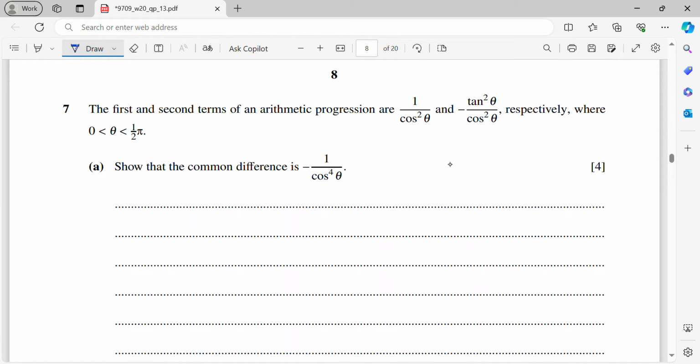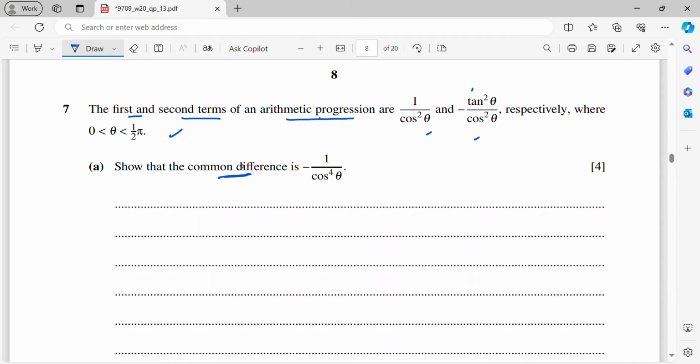Now for question 7, the first and second terms of an arithmetic progression are given, where theta is between 0 and half pi. So now, show that the common difference is negative 1 over cos to the power 4 theta. So let's say arithmetic progression.